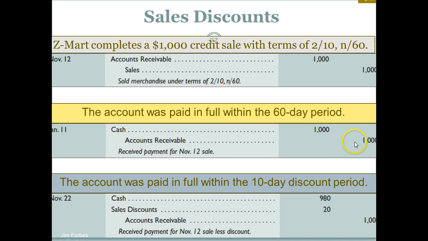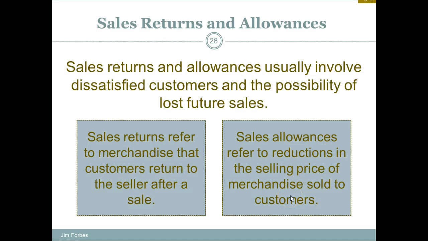There's no discount taken. If the account was paid in the 10-day period, and you offered them a 2% discount, now you notice you got your cash less the sales discount, and then you take away from the accounts receivable the whole 1,000. So again, you do have to track that for it to balance.